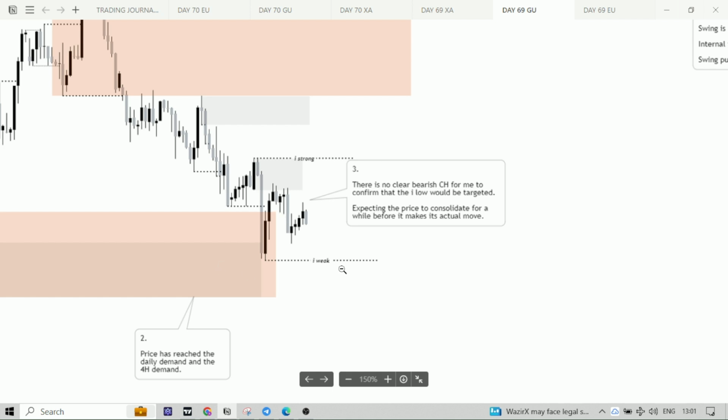I identified this only after the post-session analysis. There is no bearish shock, so I can't take shorts, and there is no bullish shock, so I can't take longs. I'm expecting the price to consolidate for a while before it makes an actual move. Actually, I anticipated that the price is going to consolidate, but I didn't implement it. That's why I took a loss.